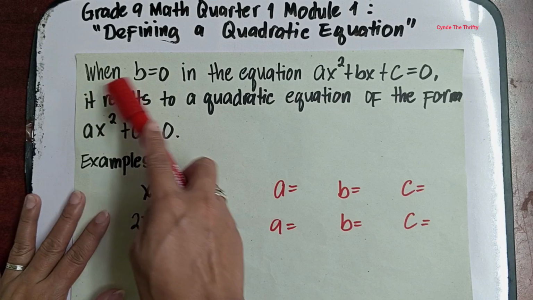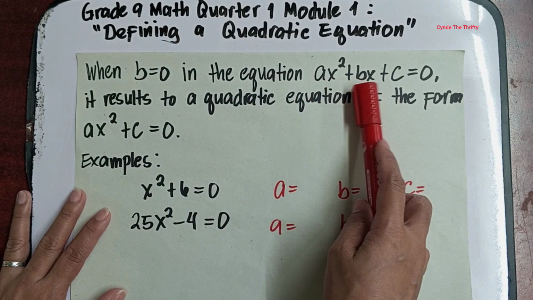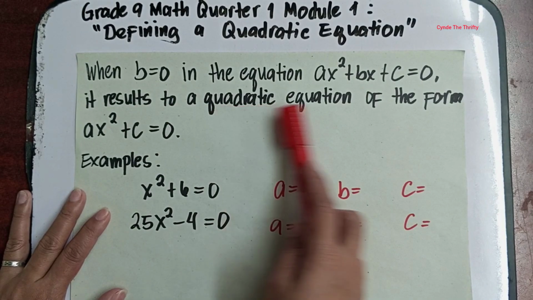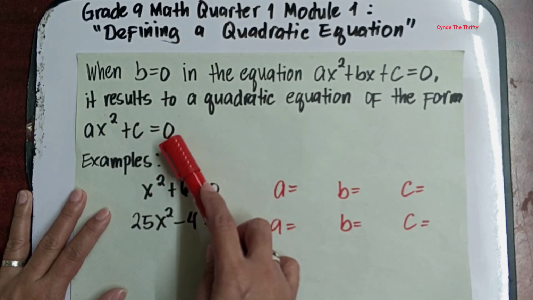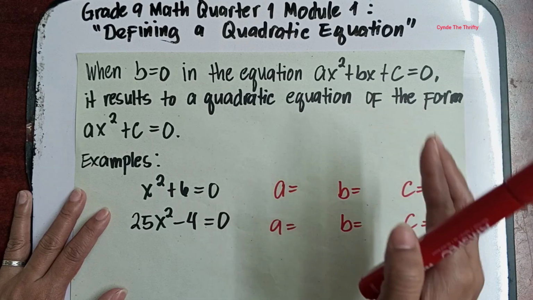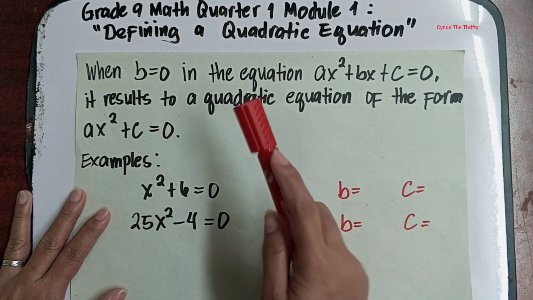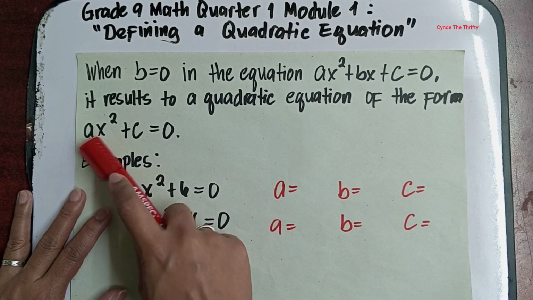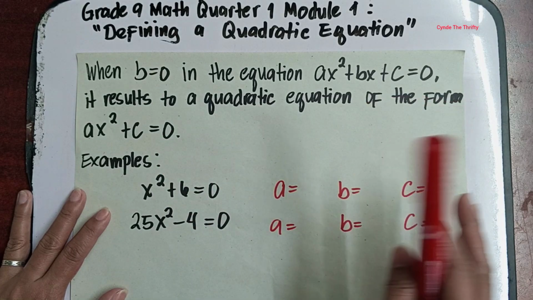Okay, so when B is equal to 0 in the equation ax squared plus bx plus c is equal to 0, it results to a quadratic equation of the form ax squared plus c is equal to 0. Okay, so kung si b daw sa iyong given is wala siyang value or wala tayong b na given, ang gagawin mo lang is ang value ng iyong b is magiging 0. So, mag-fall siya sa quadratic equation na ax squared plus c is equal to 0. So, lalagyan mo lang ng 0 ang value ng iyong b.